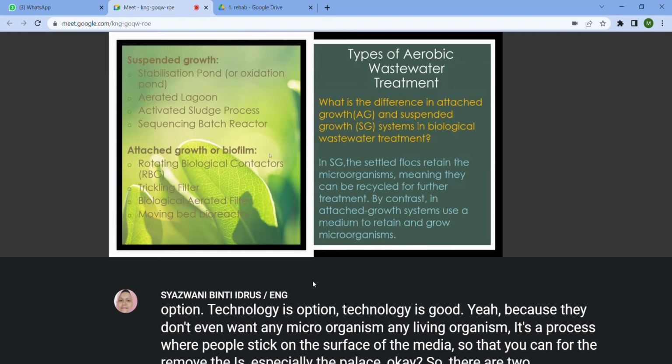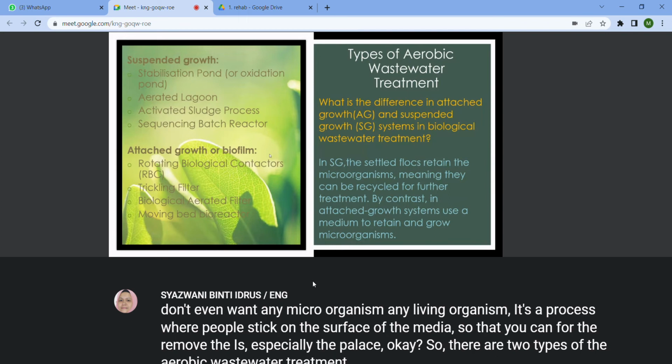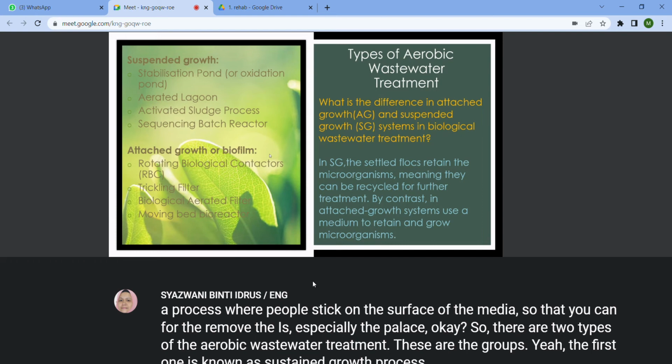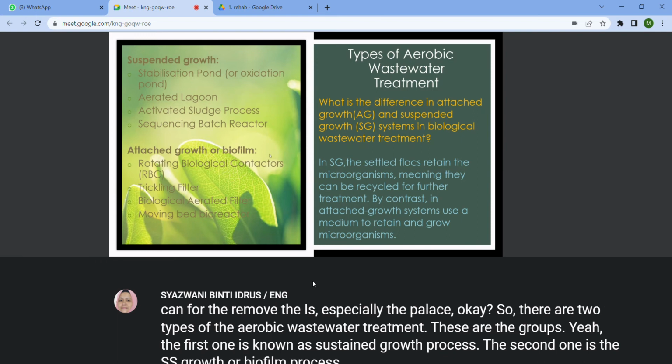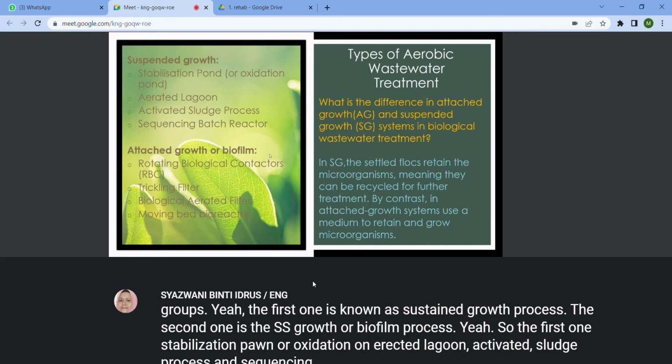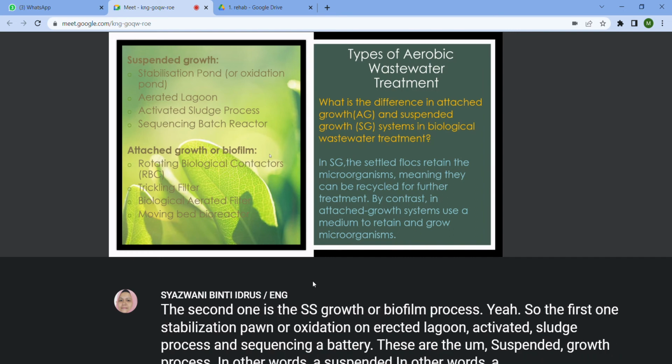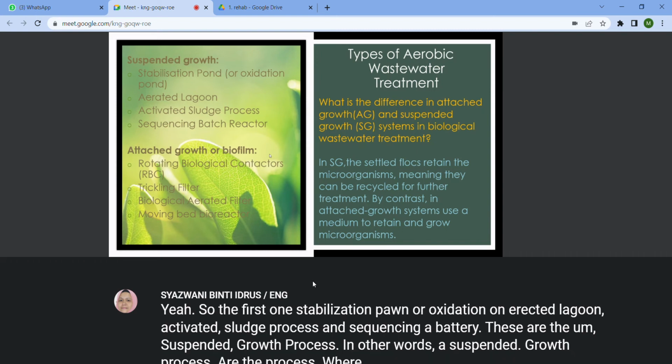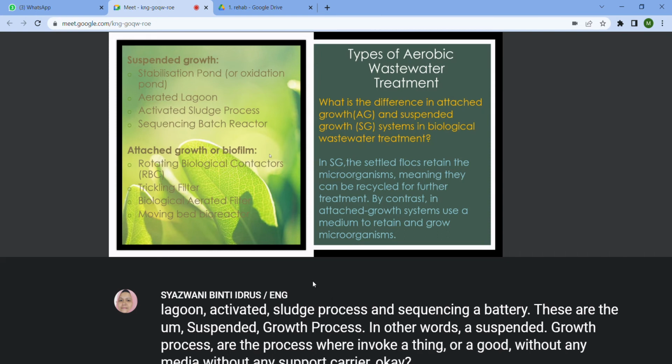So there are two types of aerobic wastewater treatment. The first one is known as suspended growth process. The second one is known as attached growth or biofilm process. The first one includes stabilization pond or oxidation pond, aerated lagoon, activated sludge process, and sequencing batch reactor. These are suspended growth processes. In other words, suspended growth processes involve a tank or a lagoon without any media, without any support carrier.